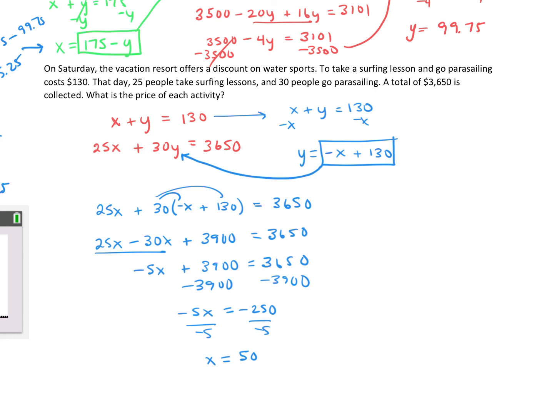That means that at this discounted rate, surf lessons cost $50. Good deal. We can take that 50 and plug it into our equation up here. We know that y equals negative x plus 130, and we just found that x is 50. Negative 50 plus 130 is 80. So y, the cost of parasailing, is $80. So our final answer is, on this discounted day, surf lessons cost $50 and parasailing costs $80.